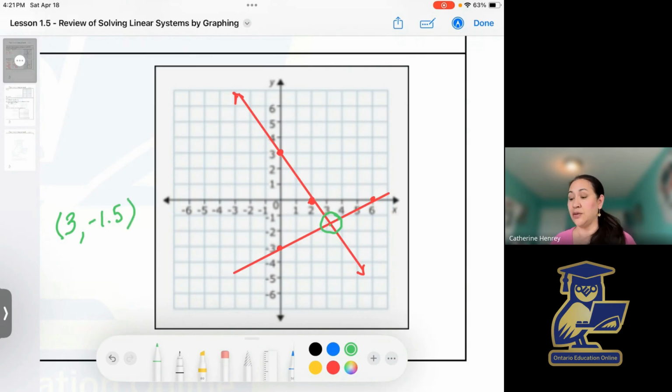All right, so to check if we're right, even though we're estimating this point of intersection a little bit, we can go back and plug these coordinates into one of the equations and just check to see if we're correct.